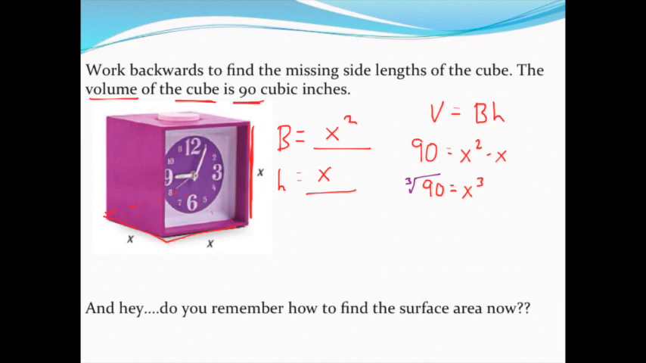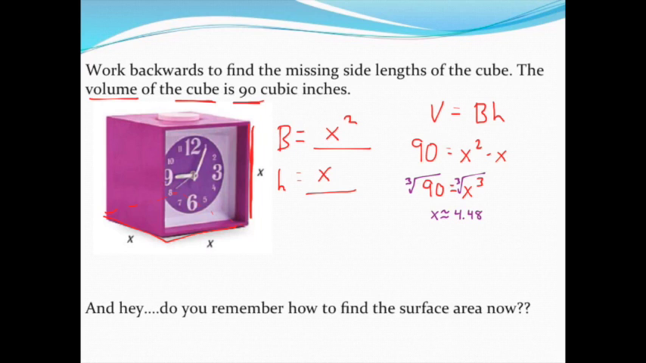It looks like a square root. There's just a little 3 in there. So I'm going to do the cube root of both sides. Now, there's a button on your calculator that can do this. If you don't know where that button is, why don't you ask me in class? Otherwise, I'm going to assume you know how to do it. The cube root of 90 comes out to be approximately 4.48.